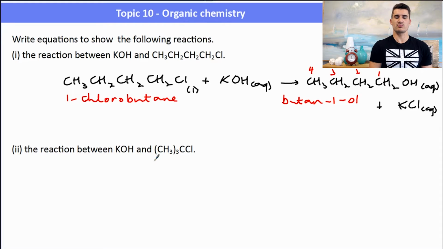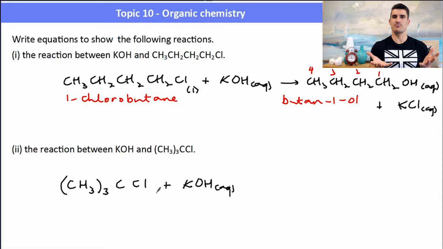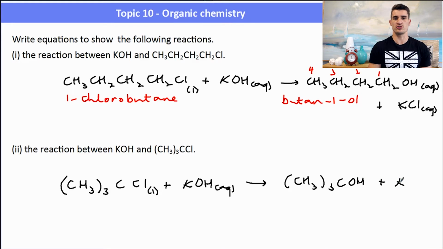In the second one we have the reaction between potassium hydroxide again and then another halogenoalkane. In this case the halogenoalkane has 3 methyl groups and then a carbon with a chloride. Now that is actually a tertiary halogenoalkane, but it doesn't matter because the same process is going to occur. The chlorine is going to be substituted for the hydroxy functional group, so it's going to take its place, and that will mean we would form a tertiary alcohol. We know it's tertiary because it has 3 different groups coming off it and no hydrogens on the carbon with the hydroxide functional group.